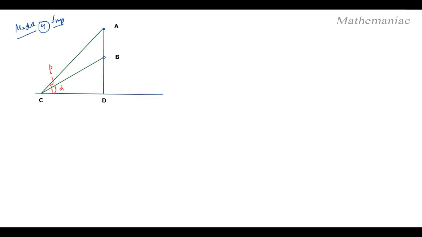And now only one piece of information will be given. The information given is that the object B is at a height of h meters from the ground. Now the question is: what is the vertical distance between the two objects? That means the question is to find AB. And this is a model sum, right?